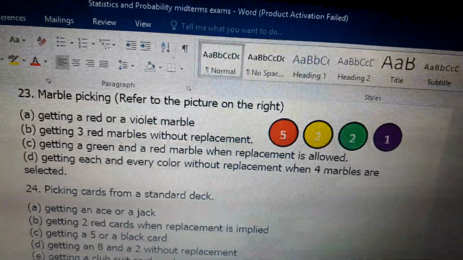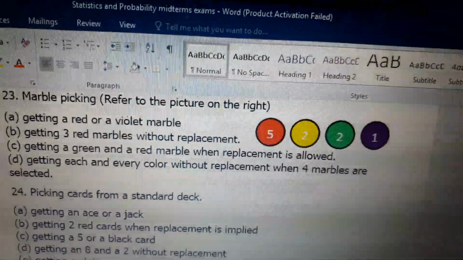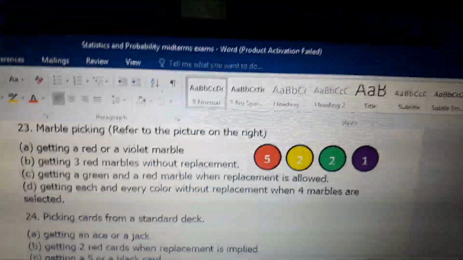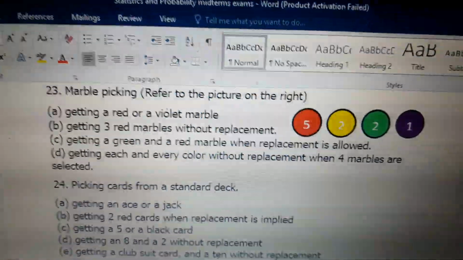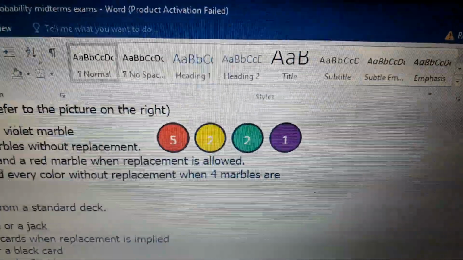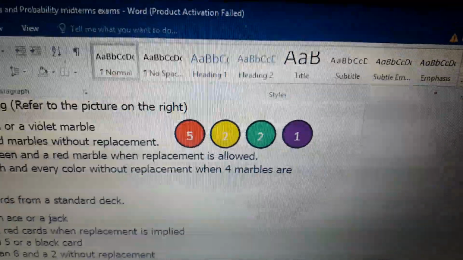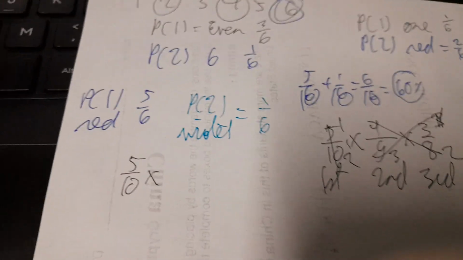Next, letter G. Getting each and every color without replacement when 4 marbles are selected. Ayan. This is the probability now. So when 4 marbles are being selected, you want to get each and every color. Ibig sabihin, lahat yung kulay na gusto mo. Red, yellow, green, at violet. So to do this, very easy lang yung formula. Let's start with the red. So the probability of getting red is 5 out of 10. Tama? Ngayon that we've already chosen red marble, now let's get the yellow.